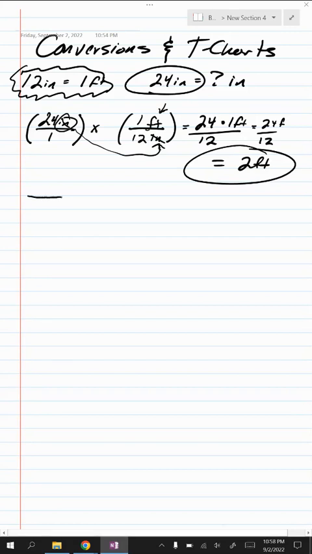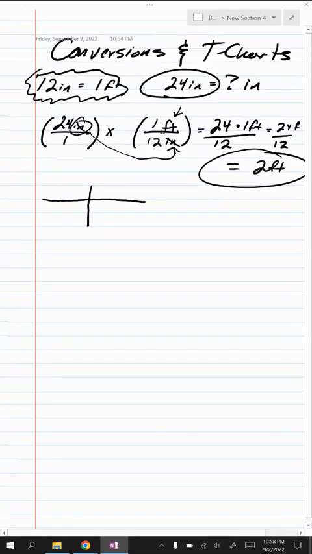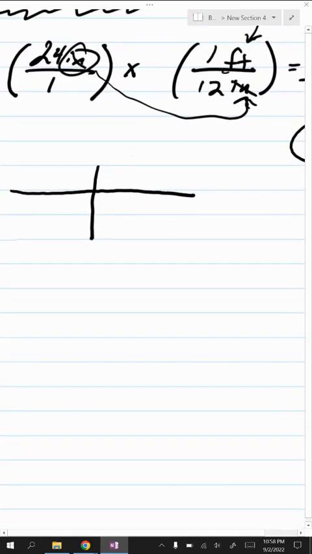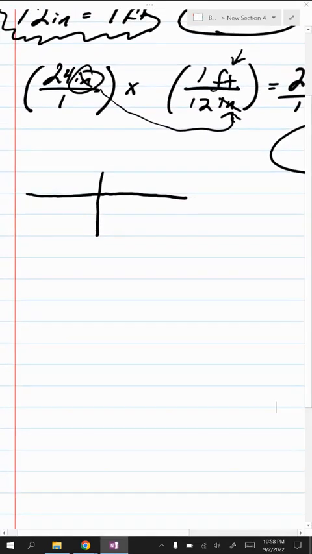But with the T chart, what we do is instead of writing the two fractions times each other, we're going to write it as this table that looks like a letter T. It's helpful because if we had to convert multiple different proportions, we could. But let's just do it again like a simple version.